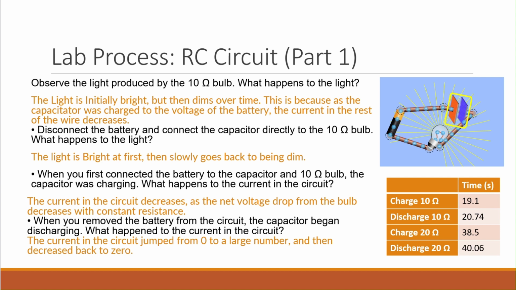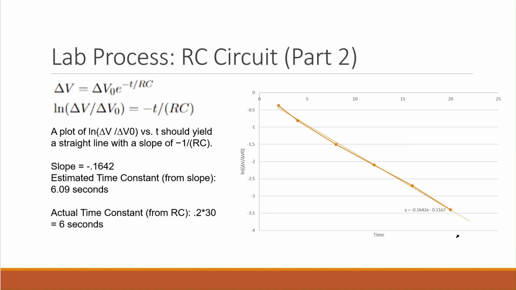In an RC circuit, which is depicted to the right, the circuit is comprised of the battery, a resistor, and a capacitor. Initially, the light is very bright, but it slowly dims due to the capacitor gaining energy. Disconnecting works the same: it is immediately bright at the beginning of disconnection, but then it slowly goes back to being 0. And then we have the times needed for charging a 10 ohm RC circuit, discharging a 10 ohm RC circuit, and then the respective 20 ohm RC circuits.